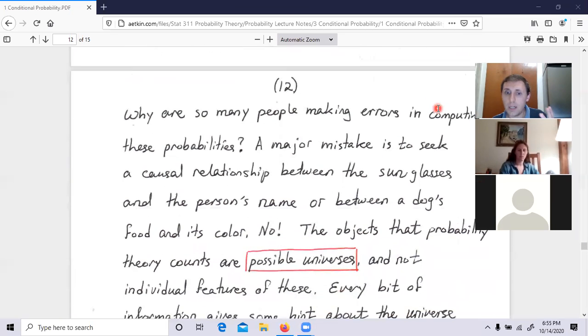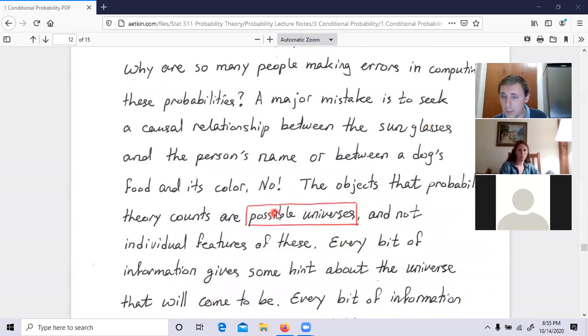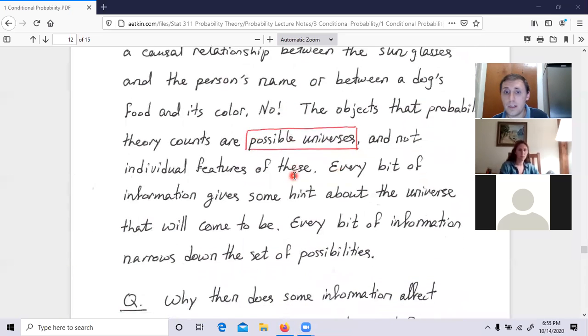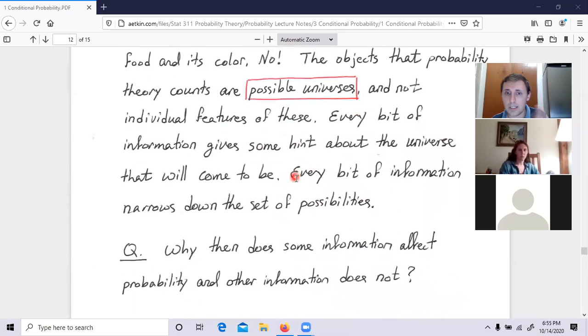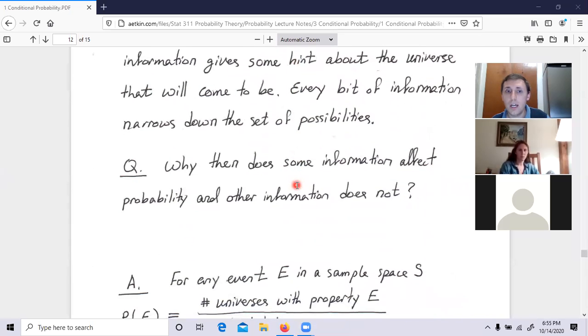Are you with me? So what you're always counting in probability is you have a sample space, and within the sample space you have possible universes, including everything in them. And when you are looking at a particular feature, like both dogs are brown, you're searching for those universes in which this feature is present, but you are still counting those universes. Do you understand? So here is an example of that. Why do you ignore some information, and other information you don't ignore?